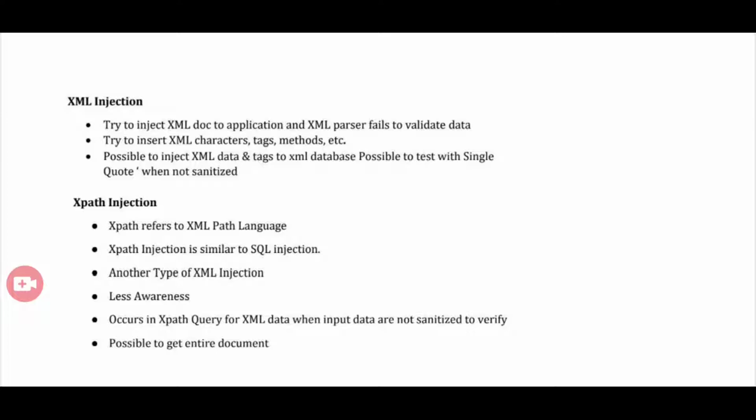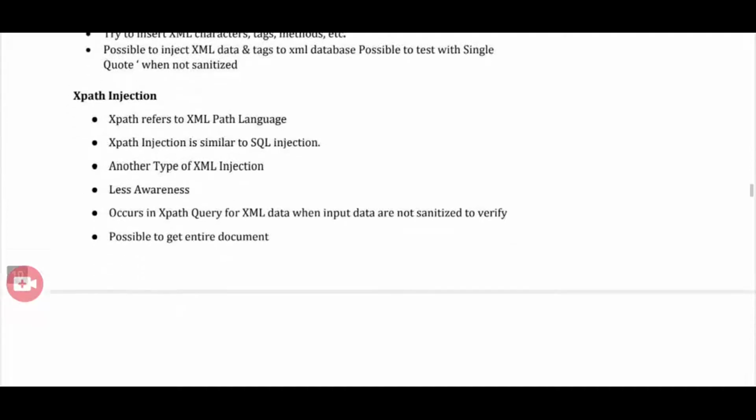And XPath injection: XPath refers to the XML Path Language. It is similar to SQL injection, another type of XML injection, which occurs in an XPath query for XML data when input data are not sanitized to verify, and it is possible to get the entire document. The attacker can get the entire document after attacking by using XPath injection.